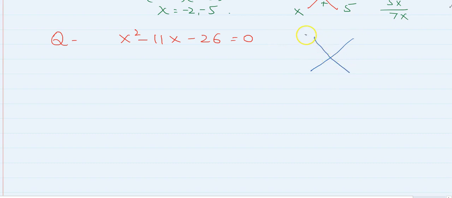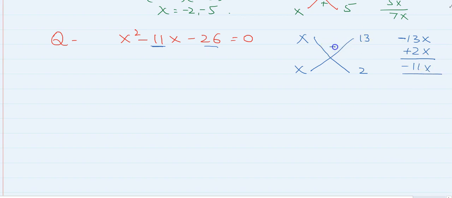So we write it in the cross form. This is x and x, that is x squared. Now 26. 13 multiplied by 2 is 26, and 13 minus 2 is 11. So we will write 13 here and we will write 2 here. If we do the cross multiplication, we'll find this is 13x, and this cross multiplication is 2x. Here we have minus 11, so we put negative here and positive here. So minus 13 plus 2 is minus 11x.